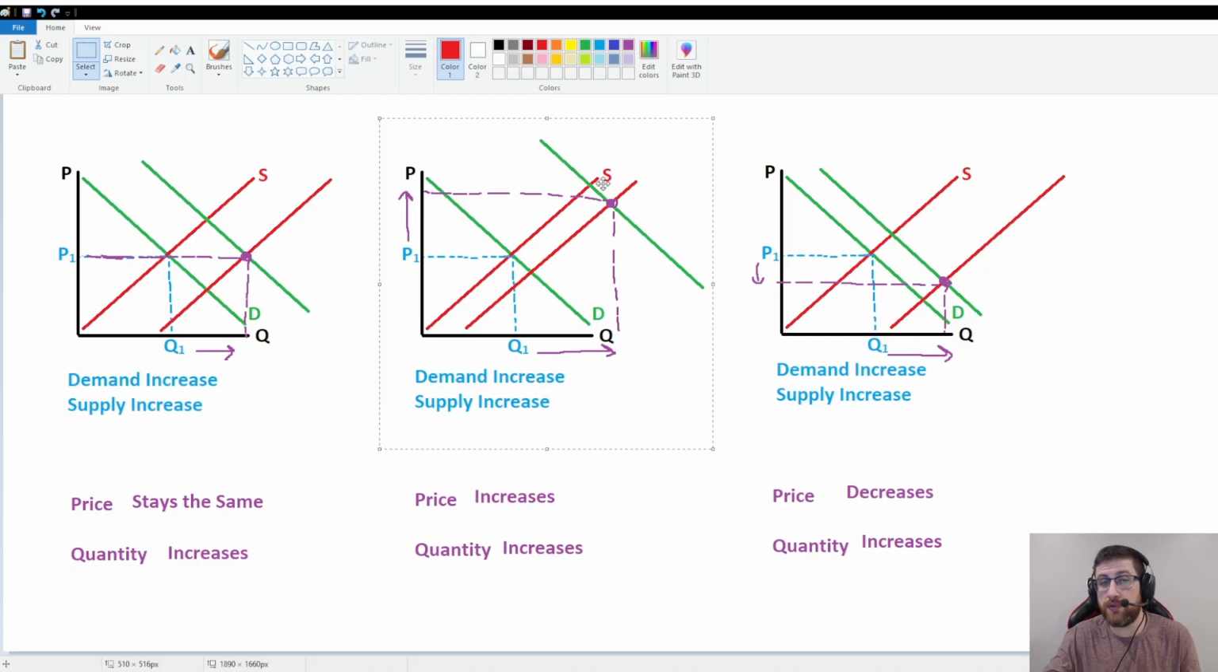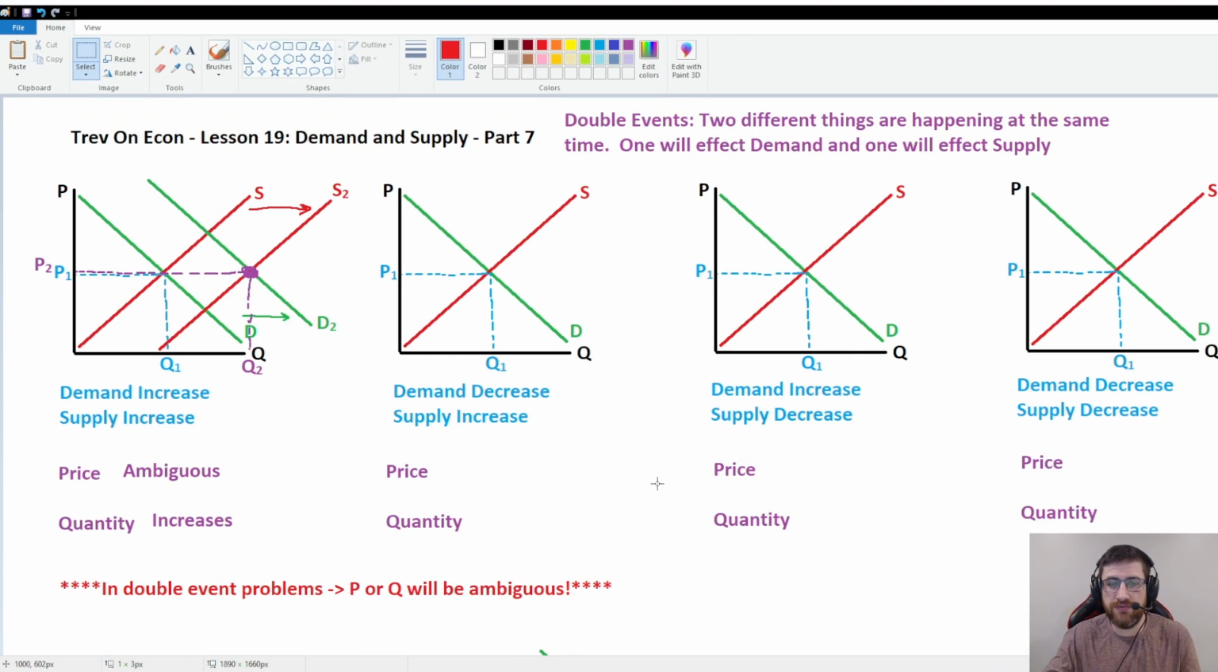Make the demand go super far and supply only go a little. Then it makes it very clear what's happening. In my experience, these types of questions are rare, so I would focus more on this idea here, that you should end up with something being ambiguous.